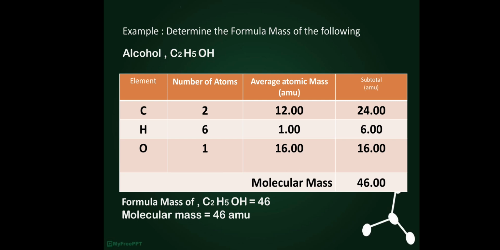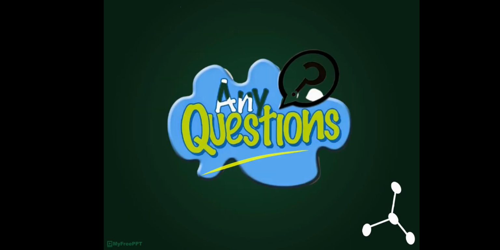Okay? The same process, you have to multiply. 24. So the subtotals will be 24, 6, and 16. And the totality of alcohol, the formula mass for alcohol is 46, and the molecular mass would be 46 atomic mass units. It is the same. Okay. So if you have a question or clarification, you can leave that in our GC or just PM me. So any questions, clarification? So that is how you can calculate the formula mass or the percentage composition.